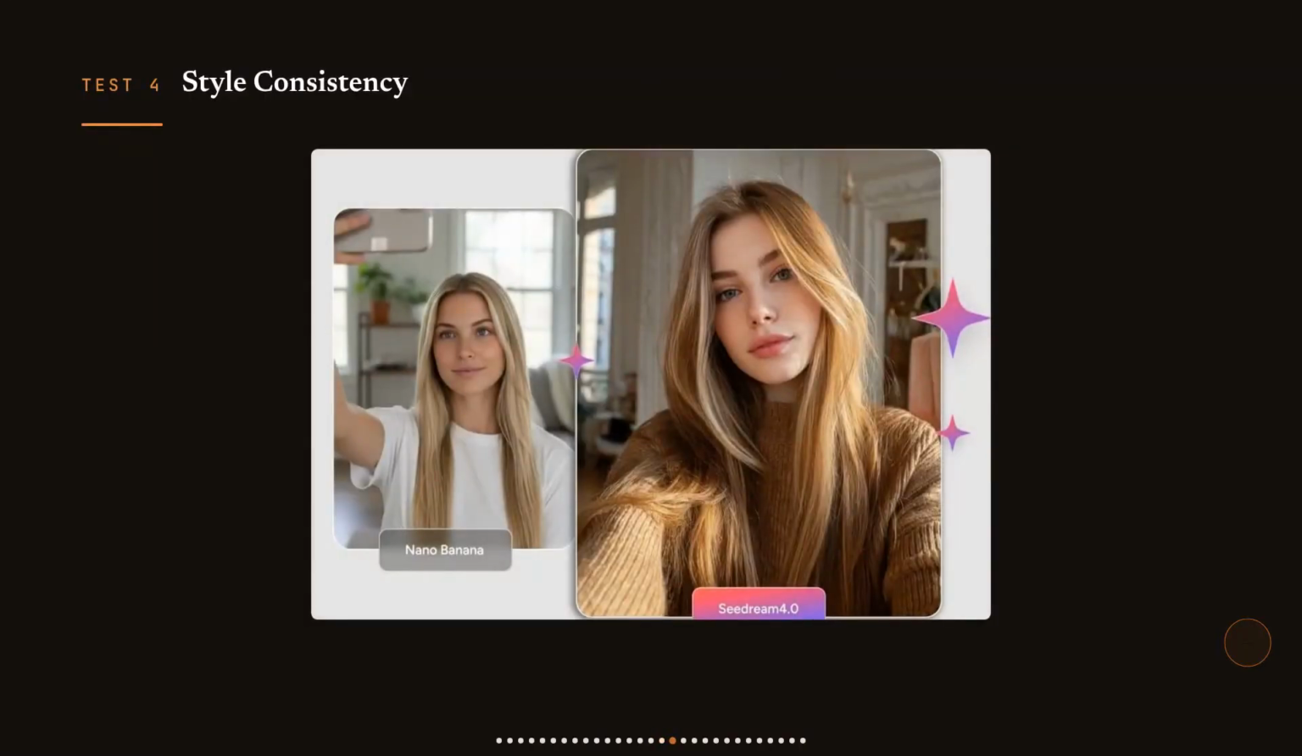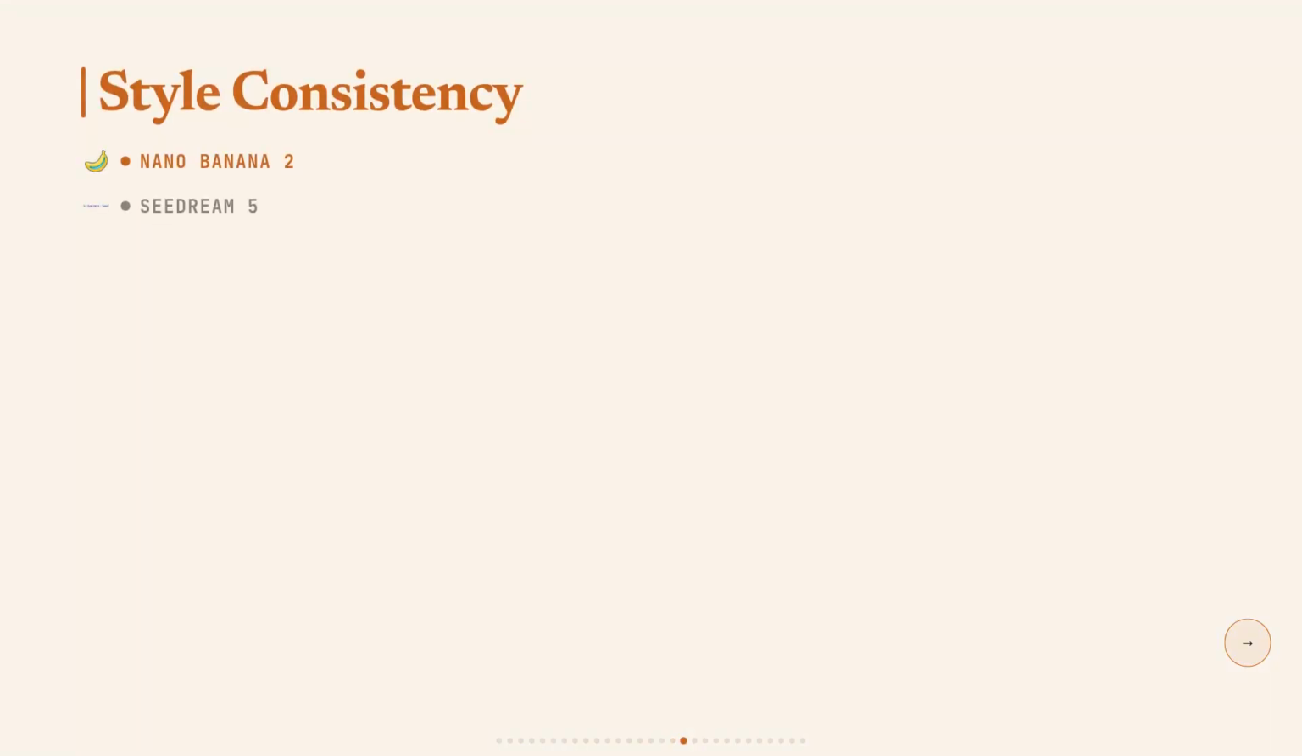Test 4, Style Consistency. Generate a 10-image set for a brand or a recurring character, and watch the face, the outfit, or the whole style drift by image 6. Now you're manually fixing half the set instead of shipping it.